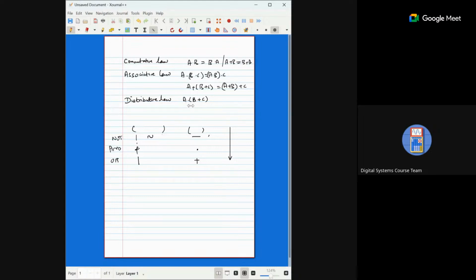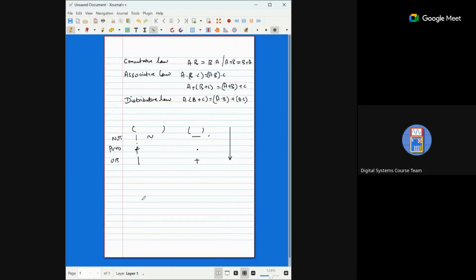If you have an expression like A dot of B plus C, what happens is that it will first execute B plus C, then it will AND the resultant value with A. Is it okay? Alternatively, I can write this as A dot B plus A dot C. Any doubt in this regard?